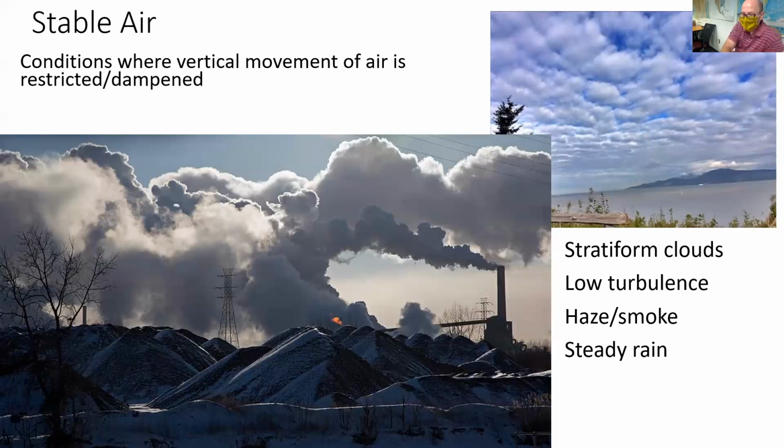Okay, all right, and that leads us to the other part of the slide: stratiform clouds, low turbulence. It may be hazy or smoky, and it may even have rain, but it would be a steady rain, right? Just like an English rain, it just kind of stays, as opposed to a thunderstorm where it blasts for a while in heavy rain and then goes away quickly. So, all right. We're good with that?